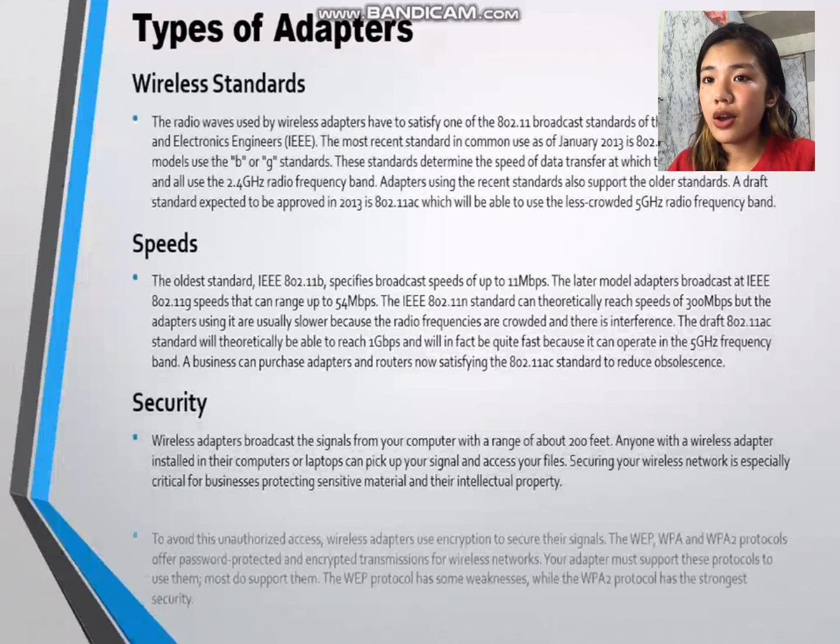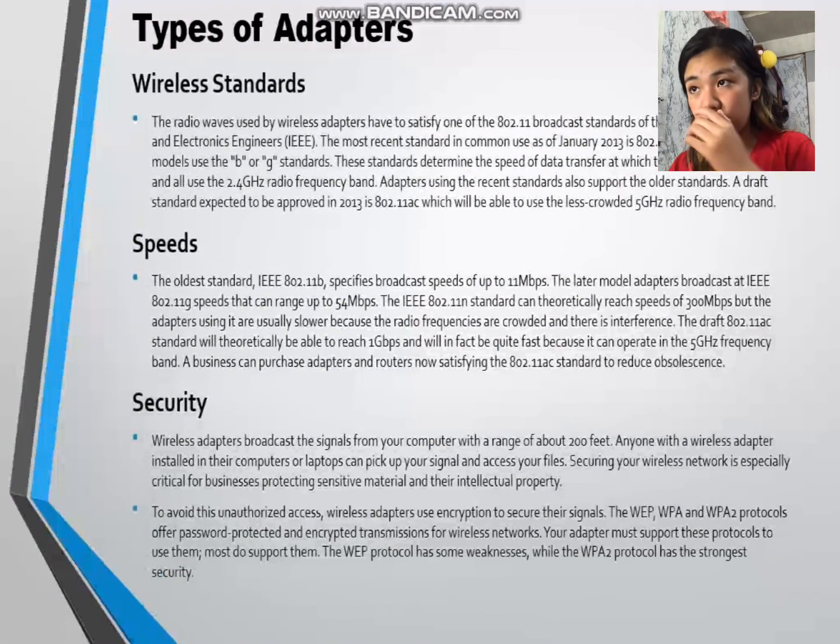So, to avoid this unauthorized access, wireless adapters use encryption to secure their signals. The WEP, WPA, and WPA2 protocols offer password-protected and encrypted transmissions for wireless networks. Your adapter must support these protocols to use them. Most support them.